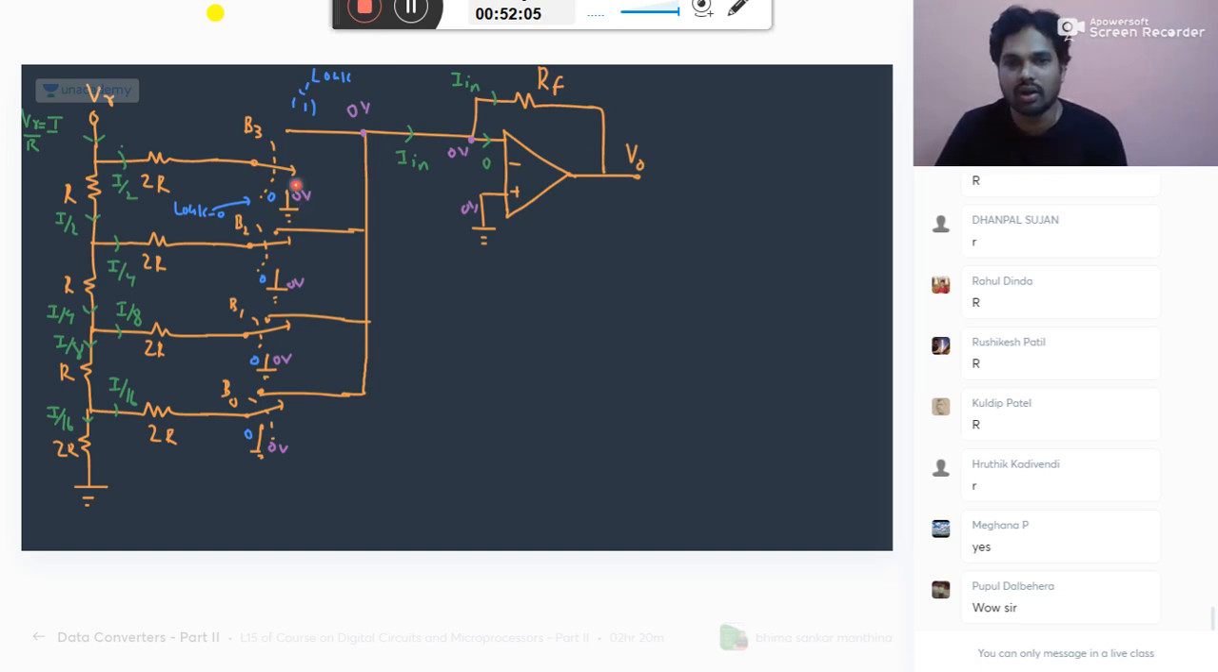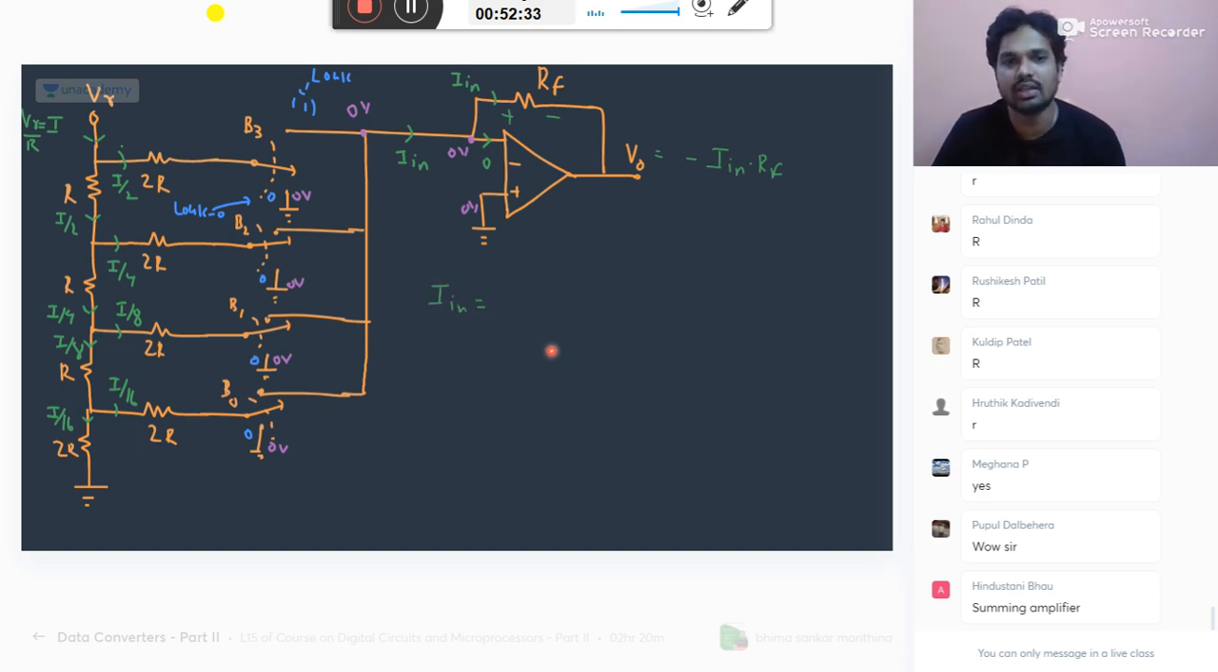So now, V0 is equal to minus IN into RF. You take this as IN because this is 0 volts now. By KVL, you can say this voltage is this, this one only, minus IN into RF, because this is 0. So V0 is minus IN into RF. Now what is IN?